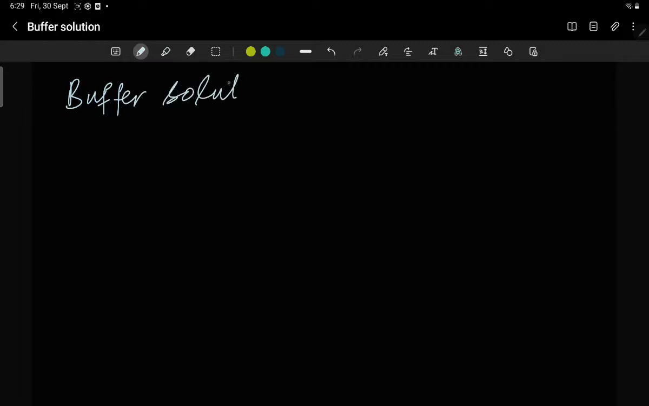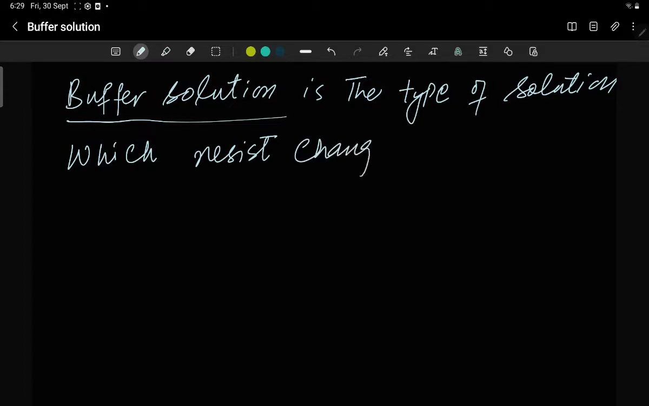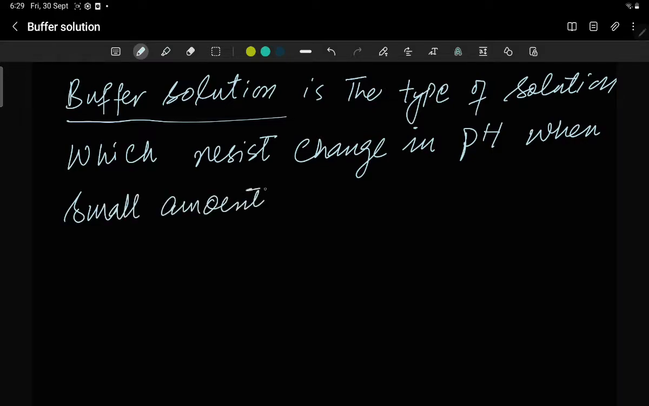So buffer solution is the type of solution which resists change in pH when small amount of acid and base is added.